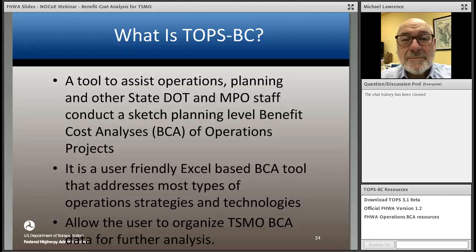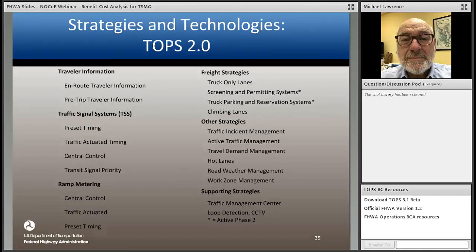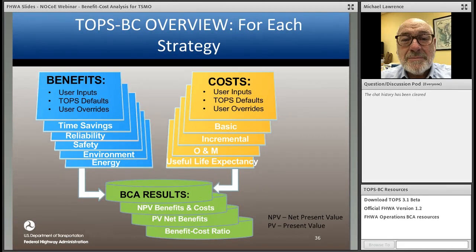So you can organize your information, put it together in this tool, and as you move from the sketch planning level to a more detailed analysis, maybe you're getting ready to deploy and you want more accurate analysis, you can use the organization of the data within TOPS BC to update the information and get better information as you go forward. Jim already mentioned the list of strategies that we use in TOPS BC that the analyst can evaluate. They fall into various categories: traveler information, traffic signal systems, ramp metering, freight strategies, ATM, incident management, and a variety of others. All of these are available in TOPS BC, and some other analysis beyond what's in the list can be conducted with smart use of TOPS BC.